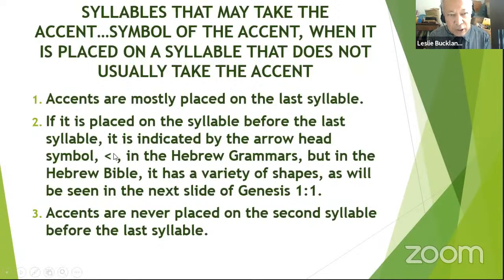But since we are in the beginner stage of learning Hebrew, whenever the accent is not over the last syllable, you will see where it is by this arrowhead symbol, which marks the syllable that has the accent when the accent is not placed on the last syllable of a word.